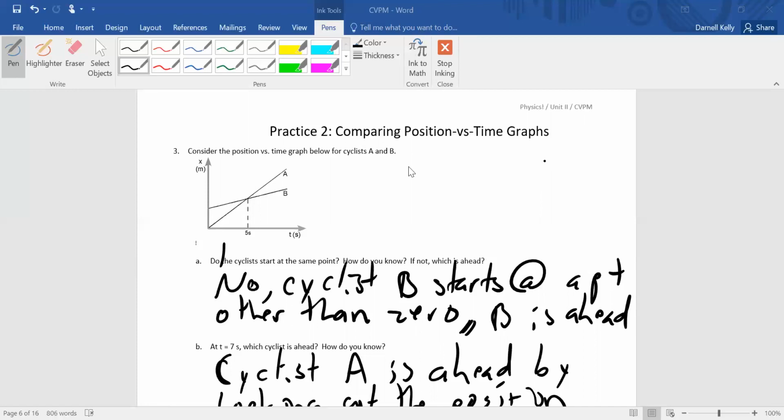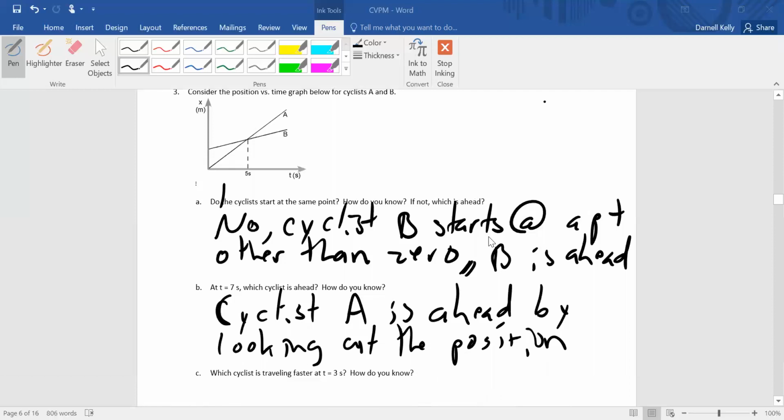Okay, so again, in the y-axis we have position, and on the x-axis we have time. Position versus time. So consider the position versus time graph below for cyclists A and B. We asked the question last time: do the cyclists start at the same point? You can see that they do not. One starts at 0, the other starts at something other than 0. How do you know? If not, which is ahead? As we answered last time, no, cyclist B starts at a point other than 0, and B is ahead.